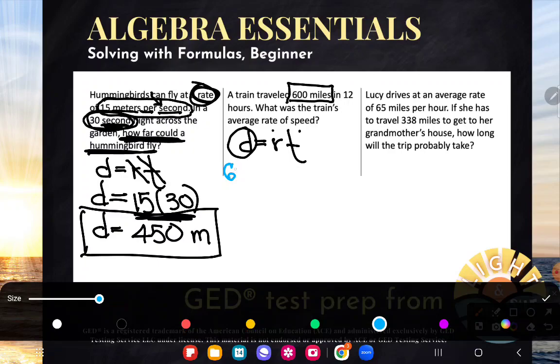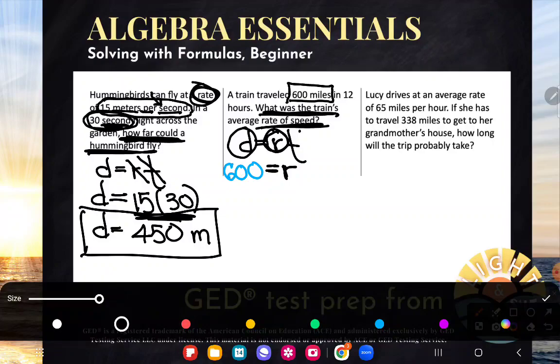And so I will replace my D with a 600. Now my equal sign will stay steady. Okay. Next thing, let's see, the R. R is the rate of speed. And notice what this says. It says, what was the train's rate of speed? R is the thing I don't know. It's going to remain R.